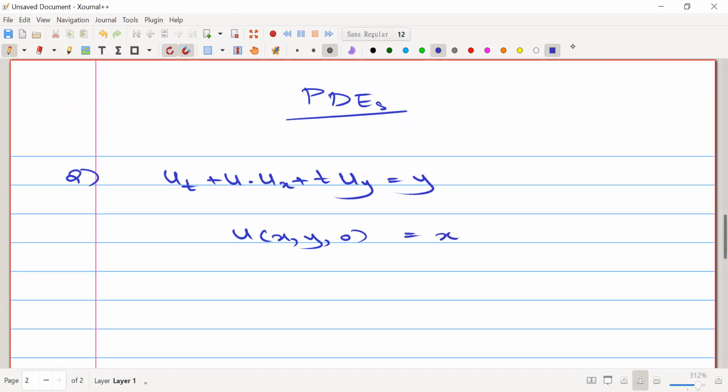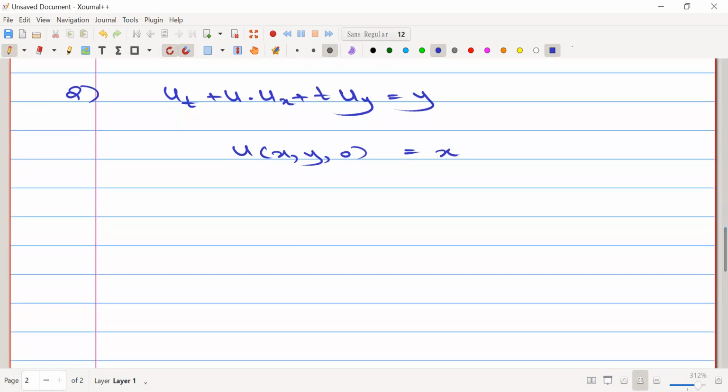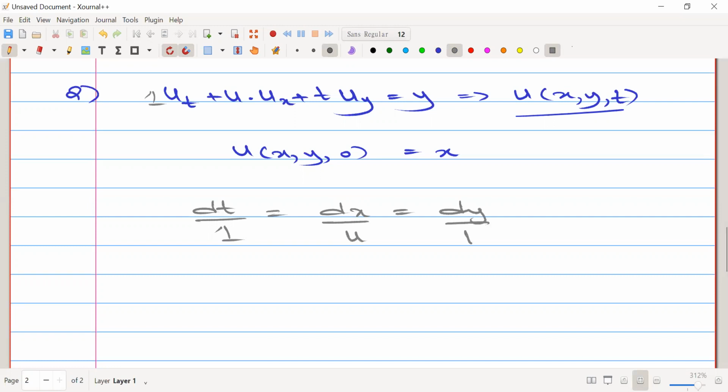Now let us construct the Lagrange form for this quasi-linear equation in higher dimension. This equation corresponds to a solution of the form u(x, y, t), which represents that u is a function of three independent variables. So first of all, we'll construct the Lagrange form. That is dt over 1, since the coefficient of u_t is 1, and this equals dx over u, which equals dy over t, which equals du over y.